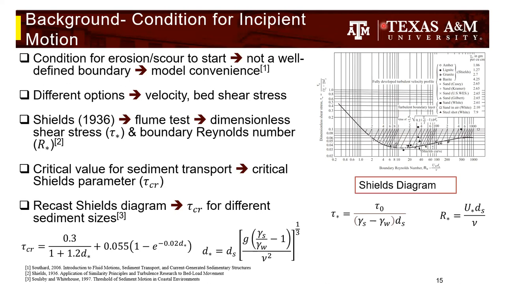So the first major thing is the condition for the coastal erosion to start. In general, it is not a well-defined boundary, right? Because it is really a large-scale phenomenon and it is not well defined. And there are different functions which can cause the particles to erode or the materials to move when they are coming in contact with the waves.